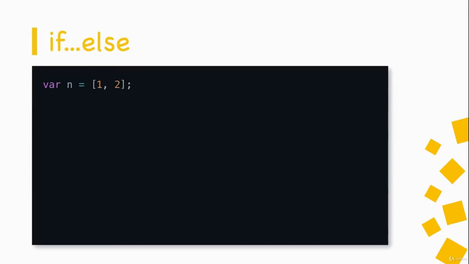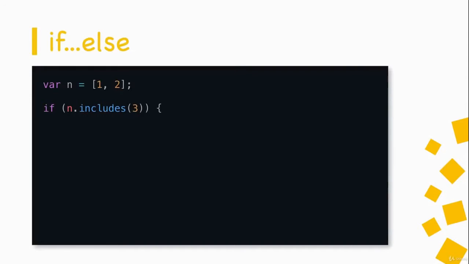Okay, so let's see some more examples. In this case, we'll have a variable called n, which equals an array with items 1 and 2. So n equals the array 1 and 2. So now we'll define the if block, and inside the if block, the condition will be n.includes(3).